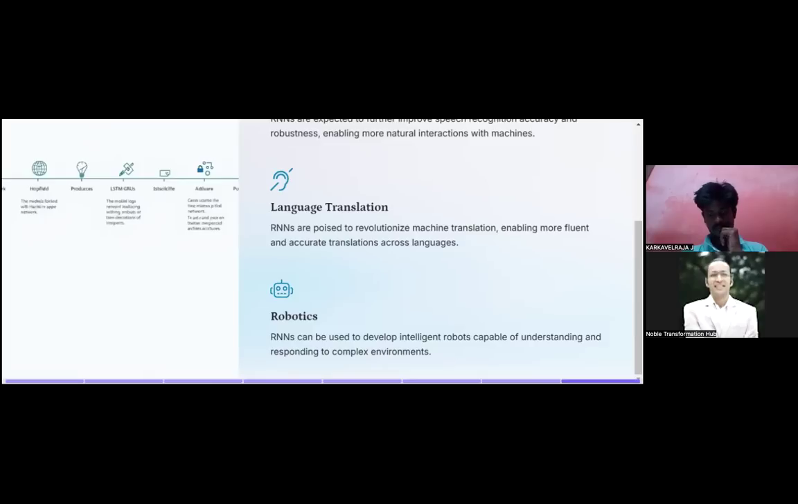Robotics. RNNs can be used to develop intelligent robots capable of understanding and responding to complex environments. So these are the important aspects. RNNs can be applied and they are continuously improving, research is going on and improvement is happening. Each month you are hearing new news, a new article, new disruption coming in this field.